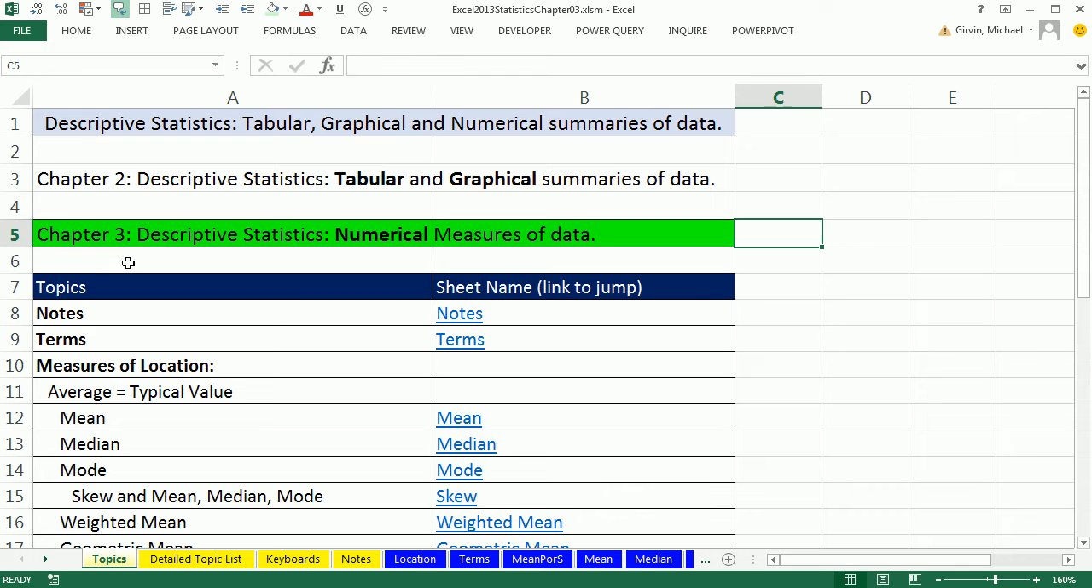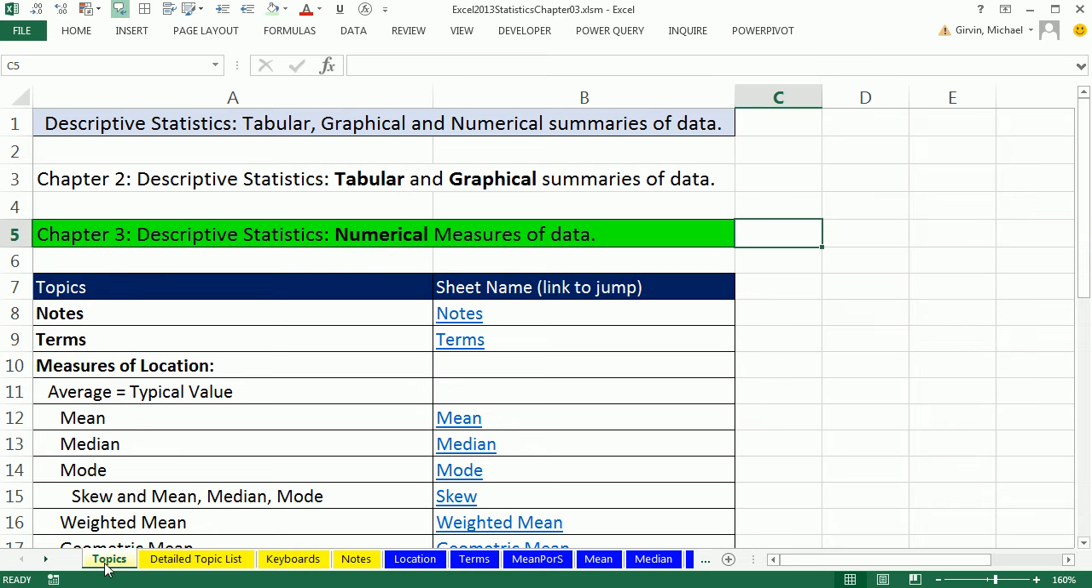Hey, we're in Chapter 3. We're still doing descriptive statistics. Back in Chapter 2, we did tabular and graphical. In this chapter, we're going to do numerical measures. That just means we're going to calculate a number, like the mean, which is an average, the median, the mode, standard deviation, and many more numerical measures.